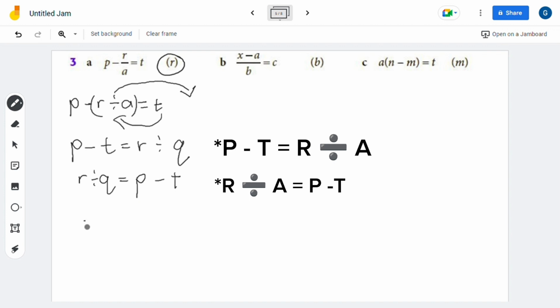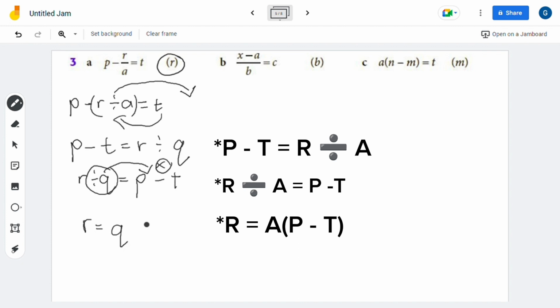So to find the value of r, we shift q over. Here q is divide, so shifting it over will make it multiply. So basically r equals q bracket p minus t, which is q times p minus t.